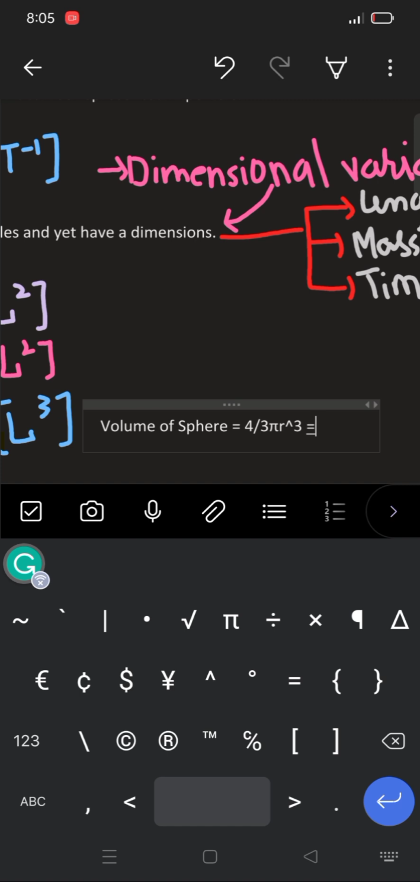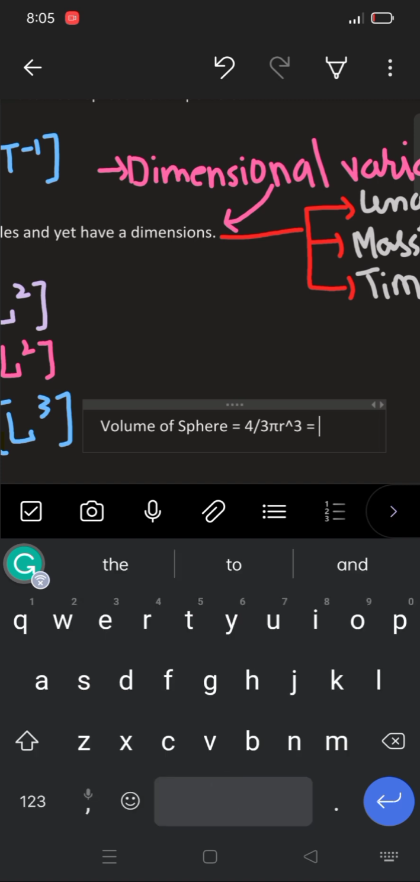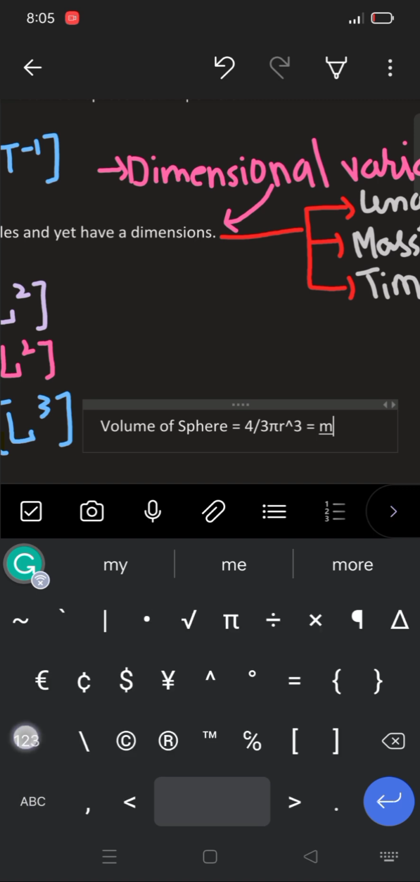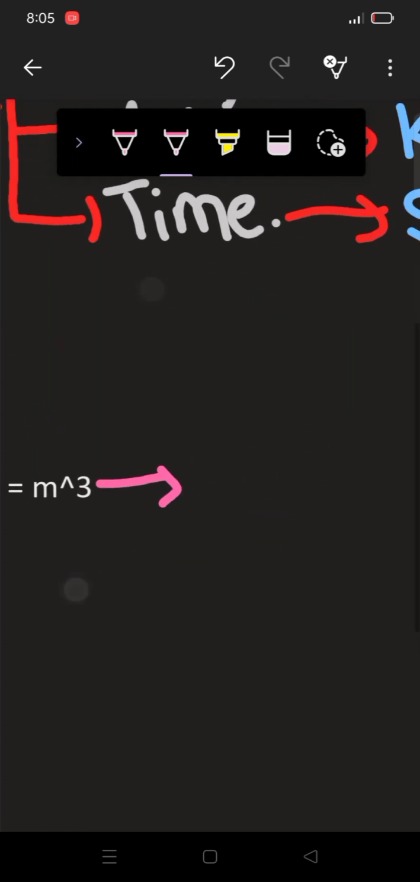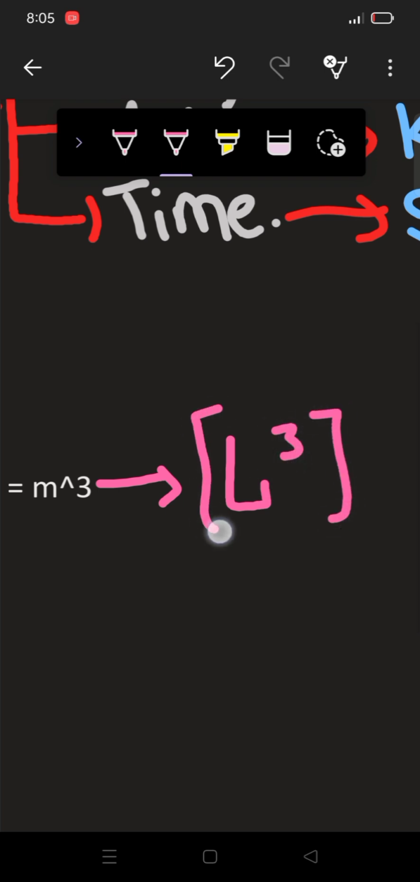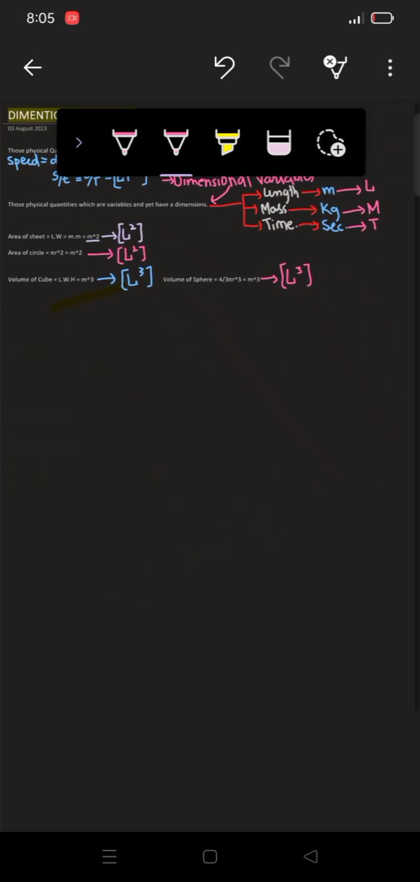It is a constant. So 4 upon 3 pi, these both are constants and they don't have any dimension, so we need to neglect them in the dimensional analysis. Now what is remaining here? Only r cube, which means radius cube, and we know that radius has the unit of meter, which means meter cube. And then the dimensional formula of this would be what? It would be again L cube. So the dimensional formula of volume of sphere is same as the volume of cube.